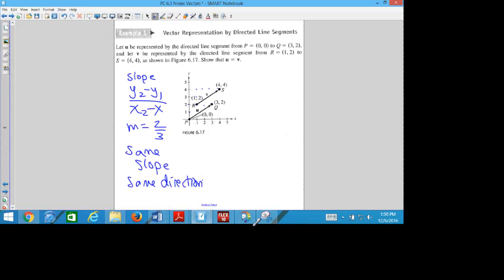Because they're both going positive. They're both going up 2 over 3. That's the same direction. So we also have to show that they have the same magnitude.